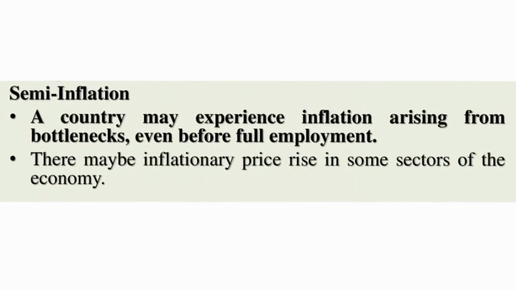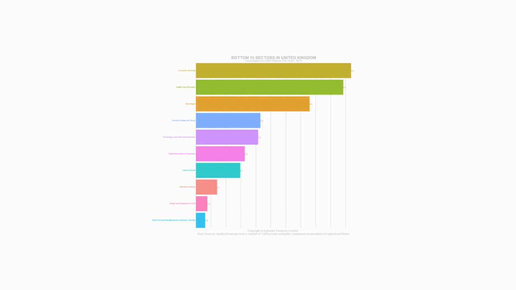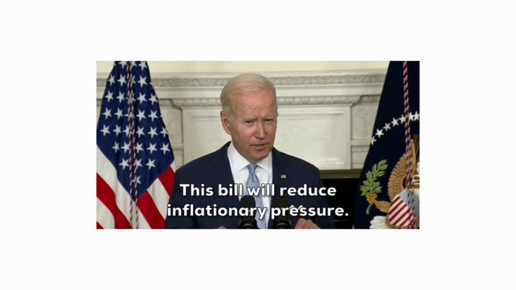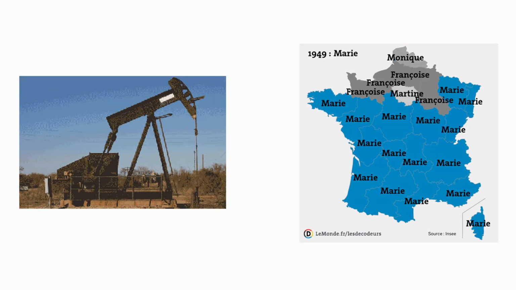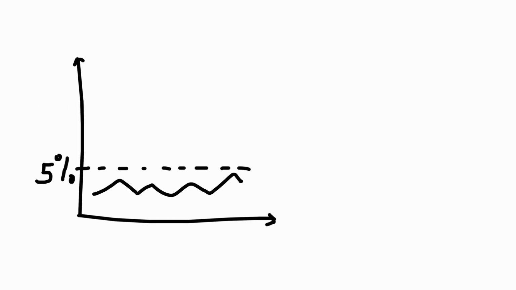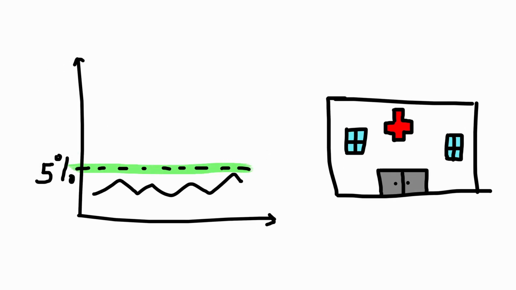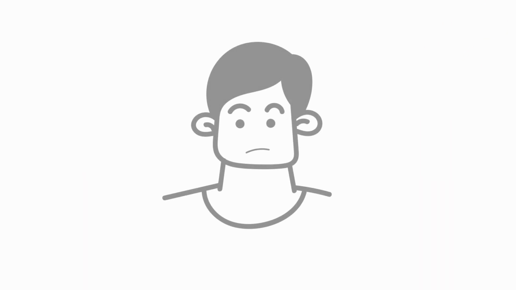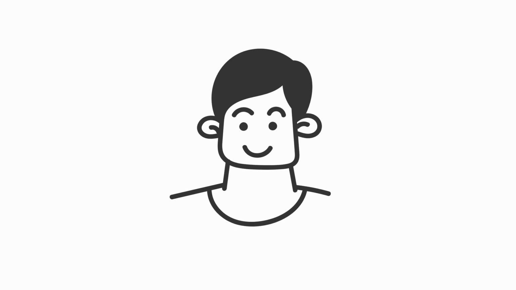Semi-inflation. Semi-inflation is a term that describes a situation where prices are rising, but not across all sectors of the economy uniformly. It implies that inflationary pressures are present but are concentrated in specific industries or regions, rather than being widespread throughout the economy. Example: while overall inflation remains low, the healthcare sector experiences significant price increases due to rising medical costs and insurance premiums, causing healthcare services to become less affordable for many people, while other sectors remain relatively stable.